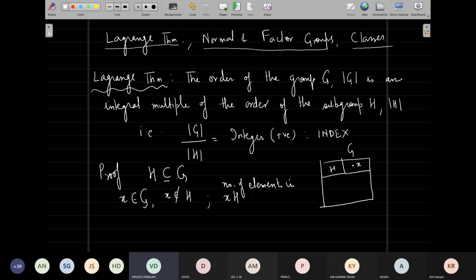Mod H. Will xH be the same as H itself? No. Remember, it cannot be, because x lies outside this subgroup H. So that means remember that H intersection xH is equal to phi. We have to just remember this.